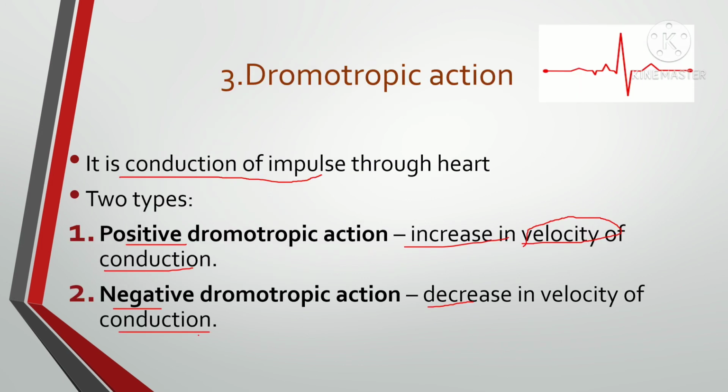Third, we learned about the dromotropic. Dromotropic is the conduction of the impulse. The impulse has to be transferred right through the heart. If the conduction of impulse is taking place, we consider that action as a dromotropic action. If the conduction of impulse increases, we say positive, and if the conduction of the impulse decreases, we term it negative. Conduction of impulse has to be taken in relation to speed. If the speed increases, there is an increase in conduction. If the speed decreases, it means negative dromotropic action.